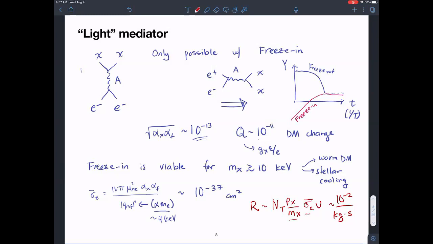Can you repeat why this is only viable with freeze-in? I guess I'm thinking that it kind of depends on the mass of my dark matter. Yeah, so if I want a thermal freeze-out, this charge has to be quite large. I was saying earlier, the charge has to be about 10^-3 for a thermal freeze-out to work at a GeV scale.